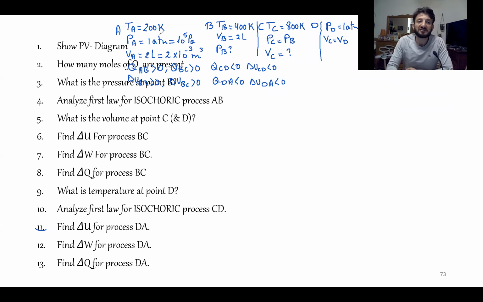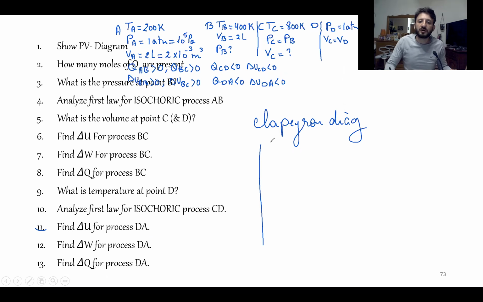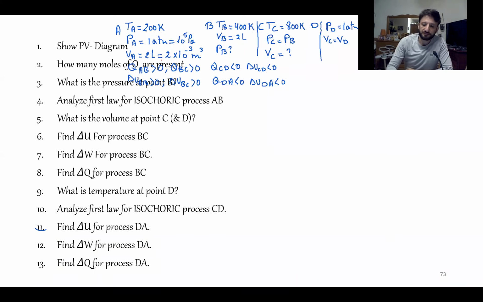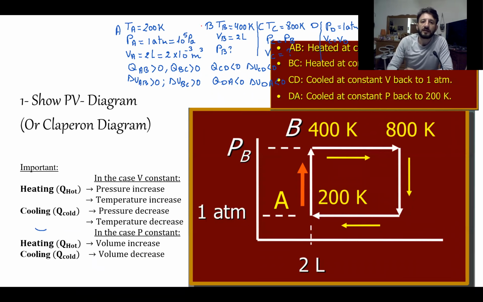First of all, I ask you to show the PV diagram. When I say PV diagram or Clapeyron diagram, what I mean is we have to show all the processes on the PV diagram. Okay, let's go to the solution of the first one. First of all, I start by the point A. You have to know these points.